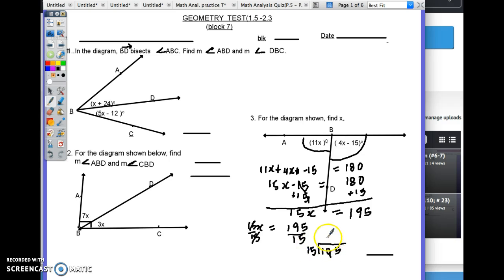15 can go into 19 once. 1 times 15 is 15. We subtract, 9 take away 5 is 4. Bring down the 5. 15 goes into 45 3 times. So the answer here is x equals 13. So that's what you do with this kind of question if you see a linear pair of angles. Okay? Let's go to the other page.